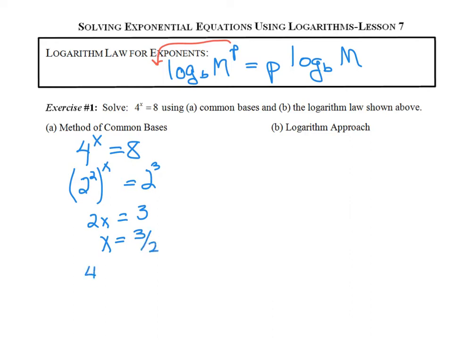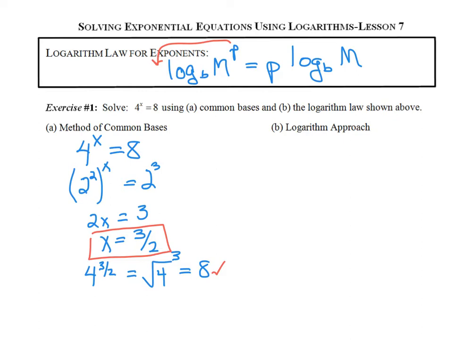Now if you test that out, that of course makes sense, because 4 to the 3/2 means take the square root of 4 and then cube it. Square root of 4 is 2. 2 cubed does give me 8. So I see that that checks, and my answer is x equals 3/2.